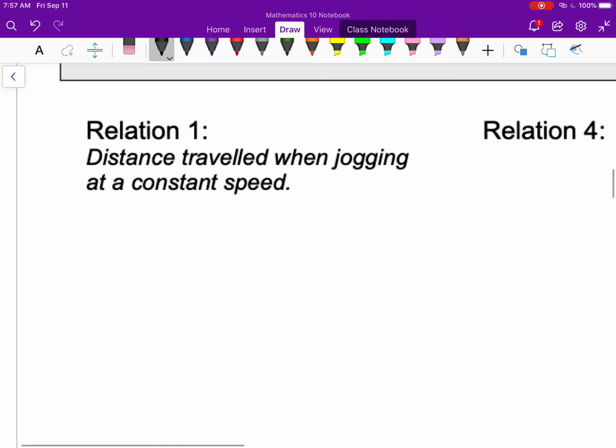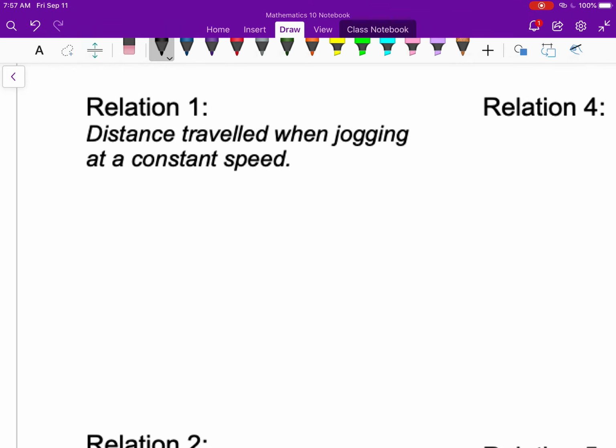So relationship 1, described in words. I want to think about the distance traveled when jogging at a constant speed. First let's visualize this as a graph. So we have distance, and what else are we comparing to? You're always comparing two variables.